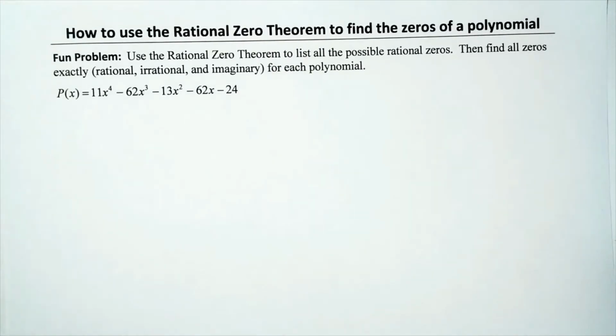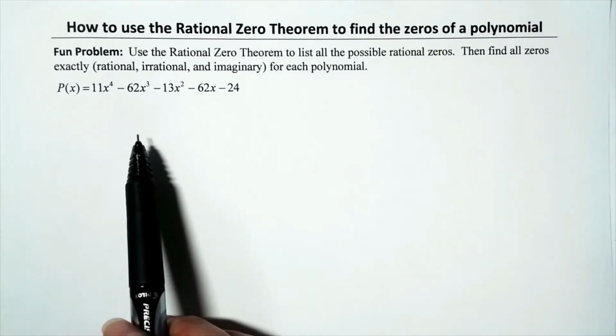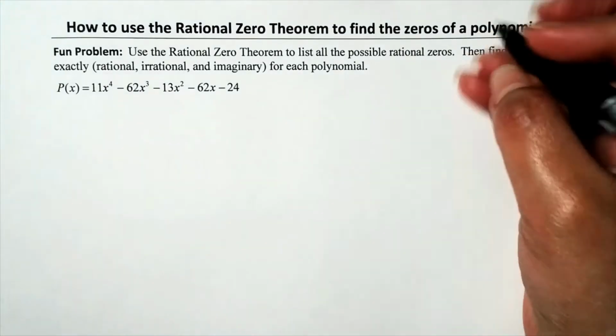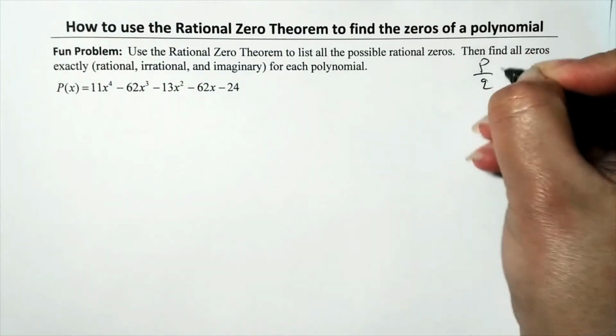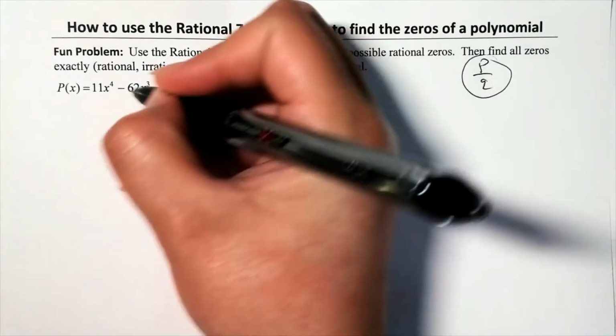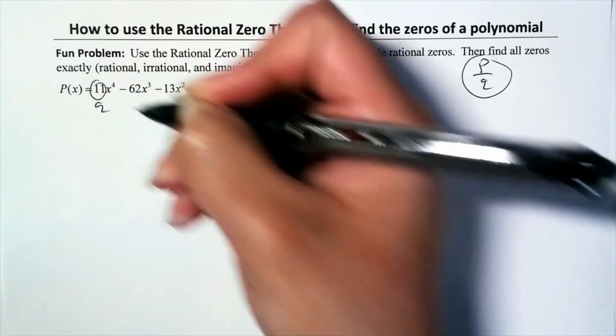Okay guys, so let's go ahead and knock out another problem. They do say practice makes perfect, so let's do this. So we are given a polynomial and we are asked to find all zeros exactly. Before we do that, we want to use the rational zero theorem to list all the possible rational zeros. So remember, every possible rational zero is of the form P over Q, where P represents factors of the constant term and Q represents factors of the leading coefficient.